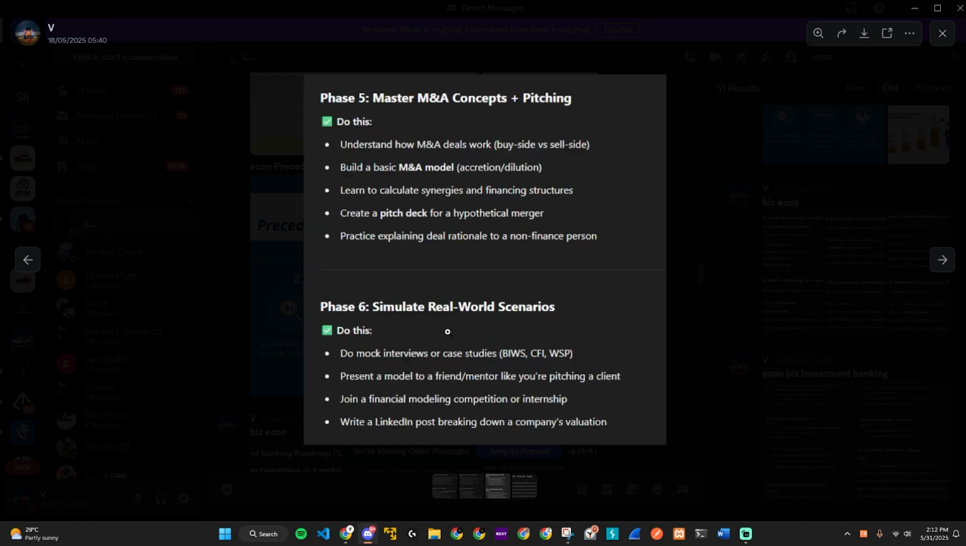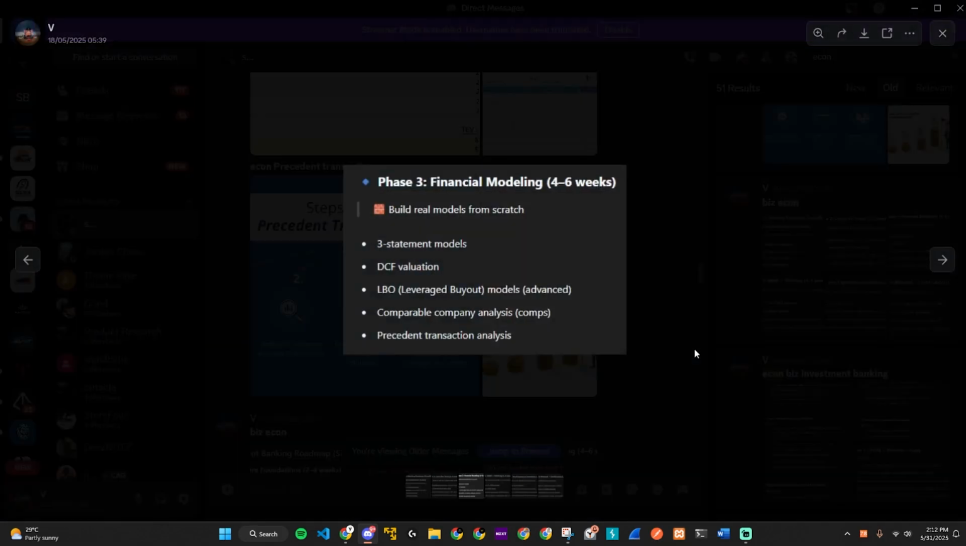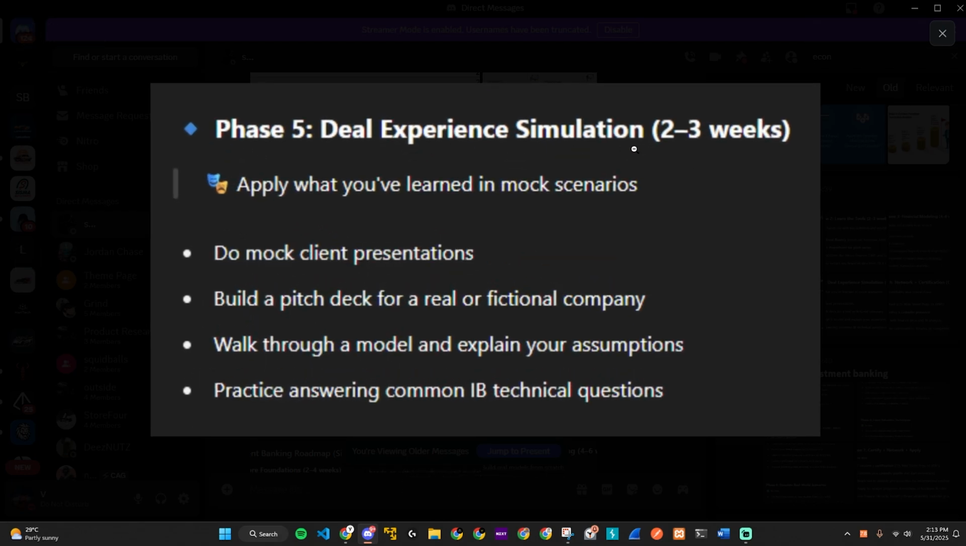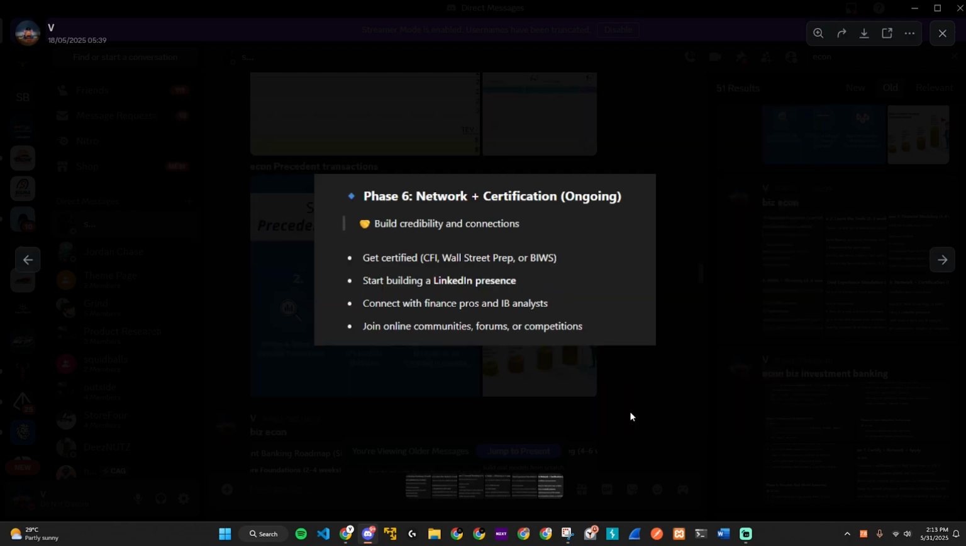I just want to slowly grasp my stuff. We were looking at, I believe, mergers and acquisitions, pitch books, then to analyze synergies and deal structures, simulate how to pitch a company for sale or acquisition, deal experience simulation, so apply what you've learned in mock scenarios, do mock client presentations, build a pitch deck for a real or fictional company, walk through a model and explain your assumptions, practice answering common investment banking technical questions, right? Okay, this is an interesting factor.